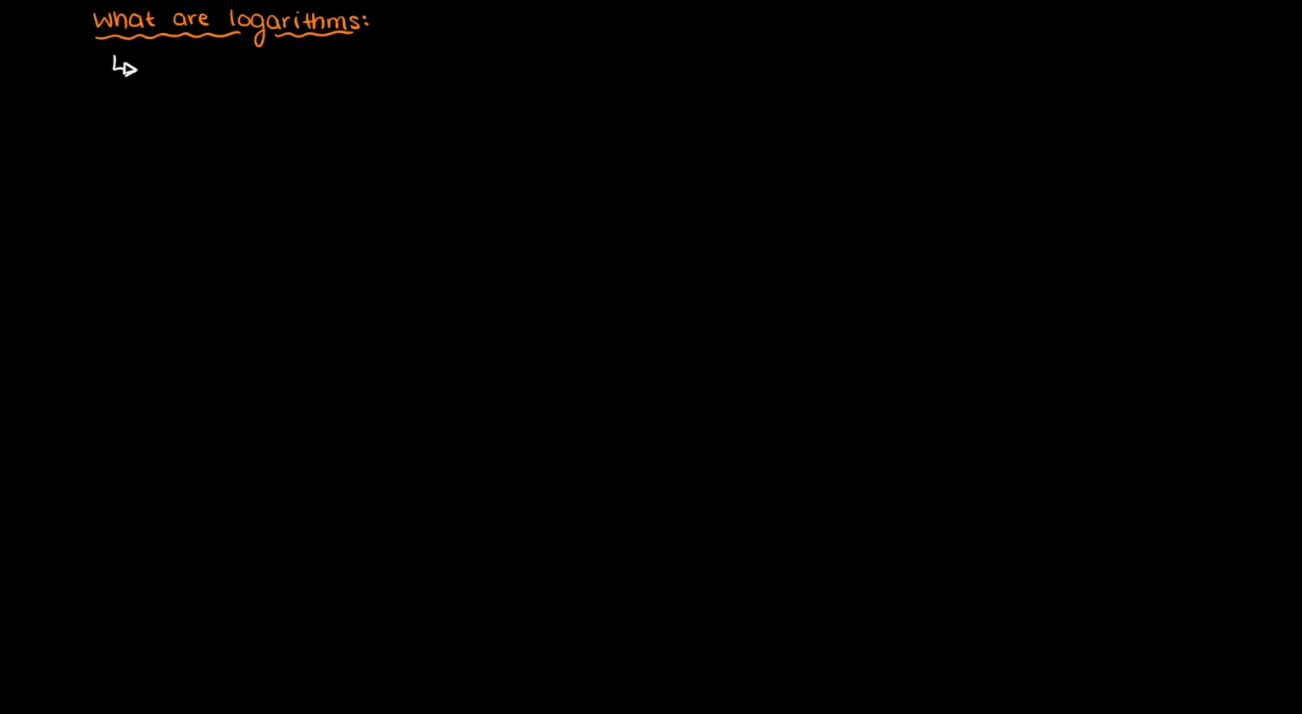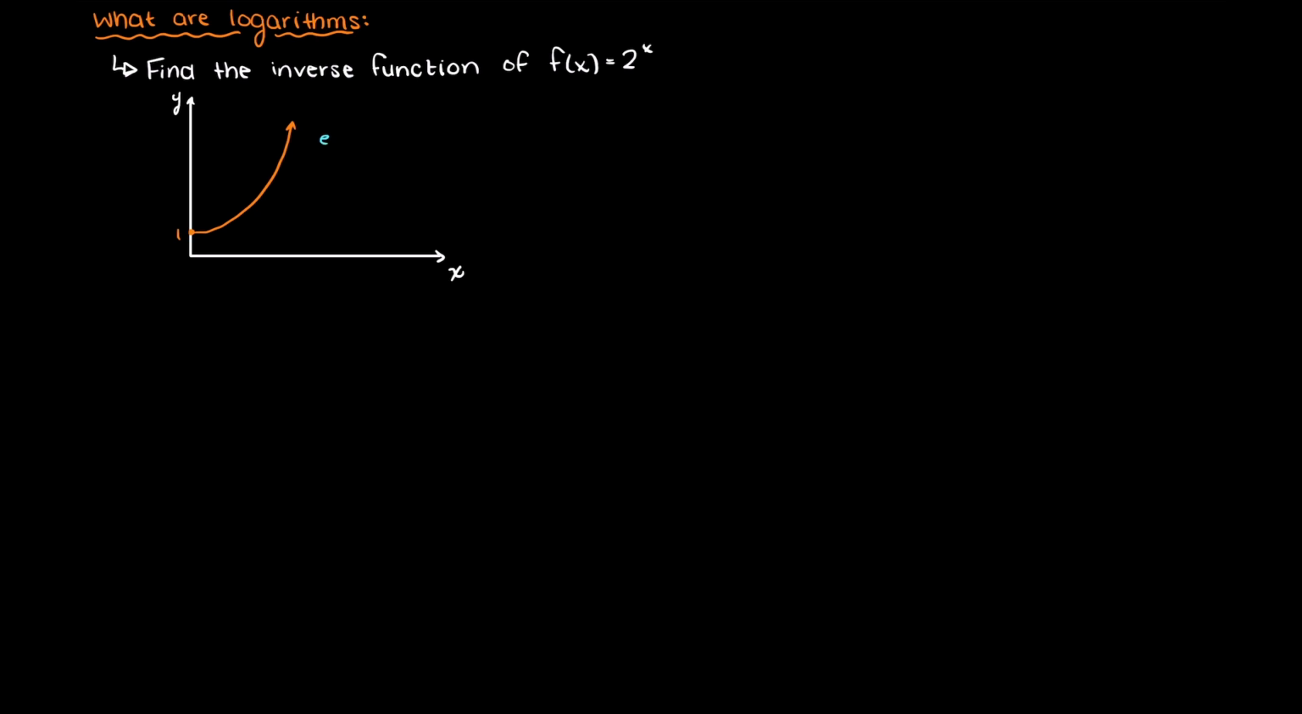Let's begin by solving for the inverse function. We are given just a simple function, f of x is equal to 2 to the power of x. Well, we know that this will have an inverse function, as when graphed, it is simply an exponential function. Therefore, since it passes the horizontal line test, we know that this function must have an inverse. So let's find that now.